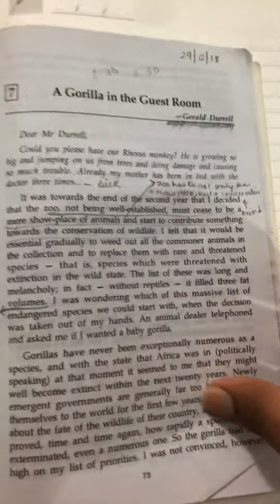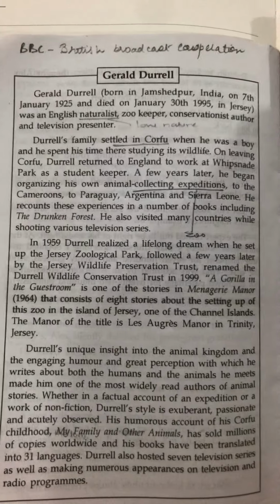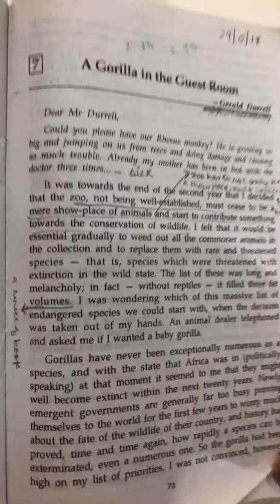One of the stories I love, A Gorilla in the Guest Room by Gerald Durrell. This is the background of Gerald Durrell. He's a great writer. Love all his work.